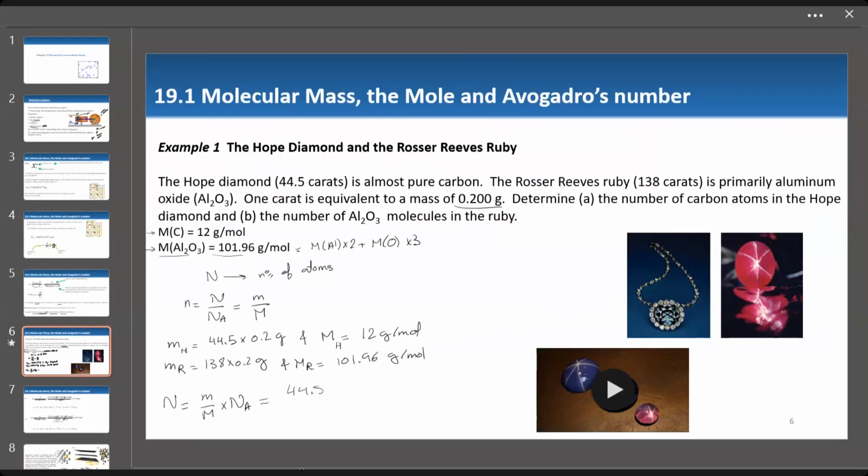44.5 times 0.2, this is for the diamond, times Avogadro's number, 6.02 times 10 power 23, over the molar mass, which is 12. Now the mass here is grams. This is gram per mole, and this is atoms per mole. The unit will cancel out, it's going to emerge as atoms, which is the right unit we're looking for.